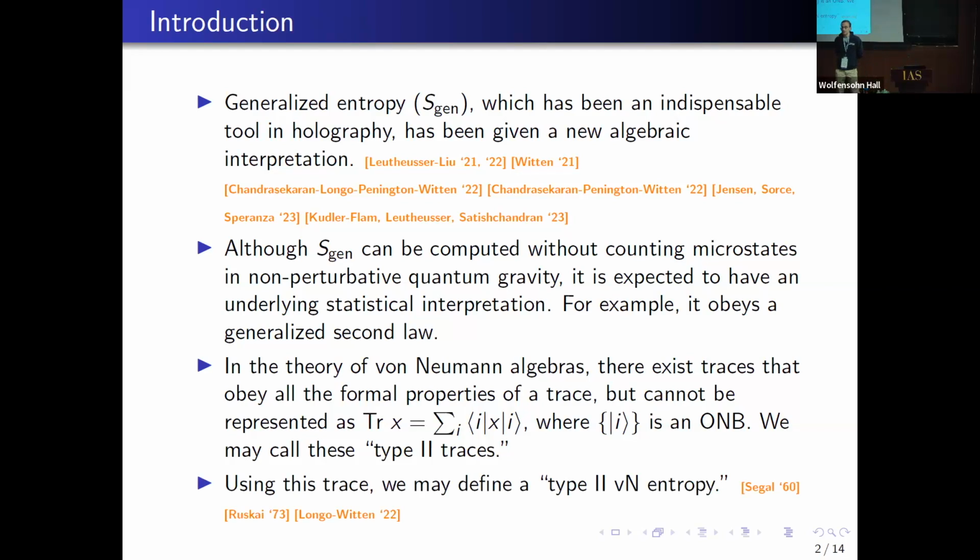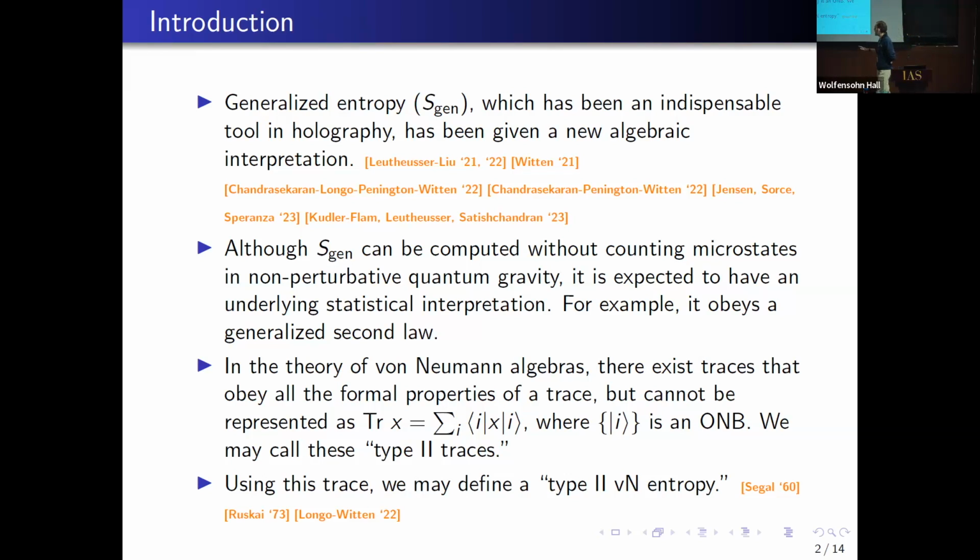So if we have a type 2 trace, we can define a type 2 von Neumann entropy. The formula for type 2 von Neumann entropy is the same, minus trace rho log rho, except now rho belongs to a type 2 von Neumann algebra, and the trace is a type 2 trace. And I'll say that this von Neumann entropy doesn't have an immediate direct state counting interpretation because it uses a type 2 trace, not a type 1 trace. Despite this fact, though, type 2 entropy still behaves like entropy. For example, it can be shown to obey various entropy inequalities. And so that's why we call it entropy.